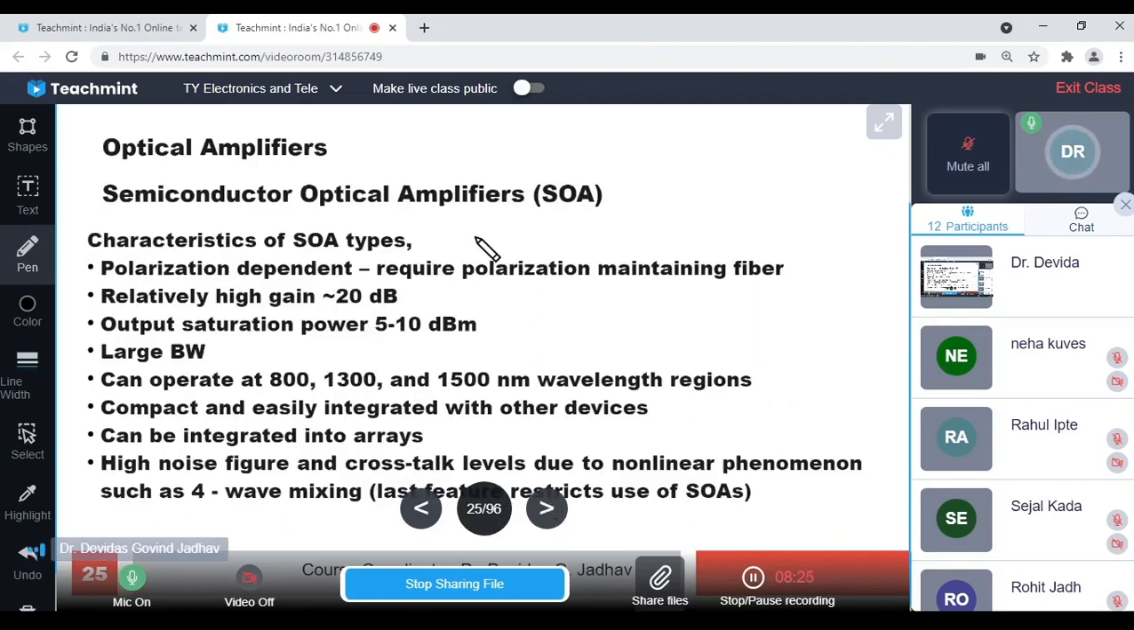So semiconductor amplifiers are polarization dependent, but have relatively high gain, output saturation power of 5 to 10 dBm, and very large bandwidth. They can operate at wavelengths of 800, 1300 and 1500 nanometers. They are compact, easily integrated with other devices, and can be integrated into arrays. Noise figure and crosstalk levels due to nonlinear phenomena such as four-wave mixing are possible. High noise figure is there.